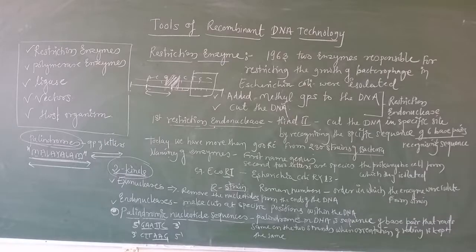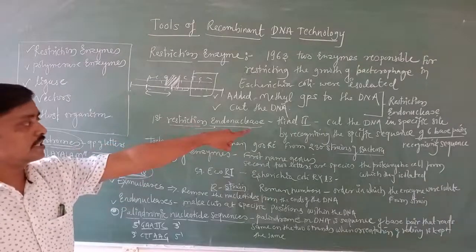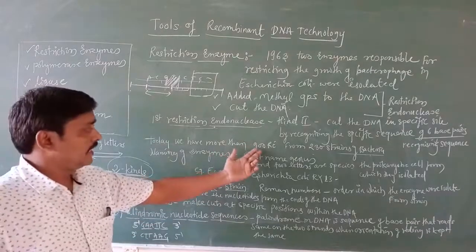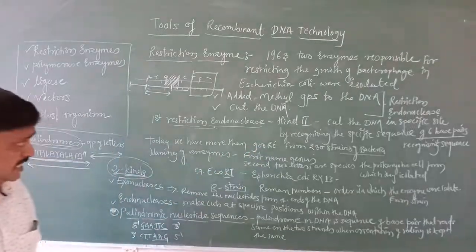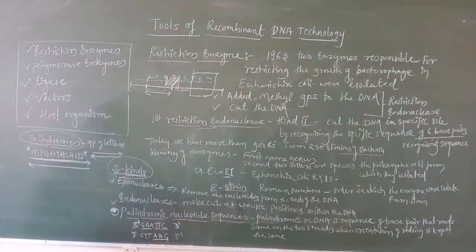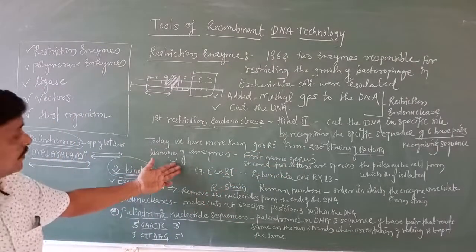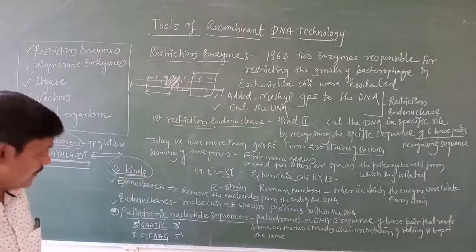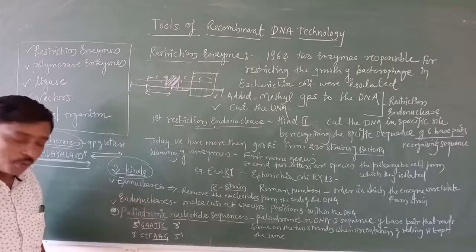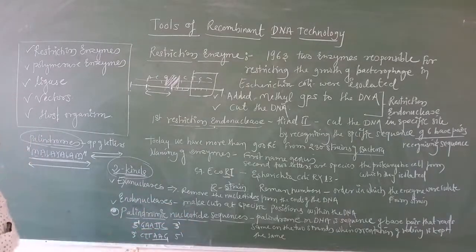Likewise, we are going to remember these things regarding the restriction endonuclease. The important thing is the first restriction endonuclease, and nowadays more than 900 restriction endonucleases have been isolated from 230 strains of bacteria. And how we name the restriction enzymes. Afterwards, we remember the difference between exonuclease and endonuclease, then the palindromic nucleotide sequence, its definition and example.